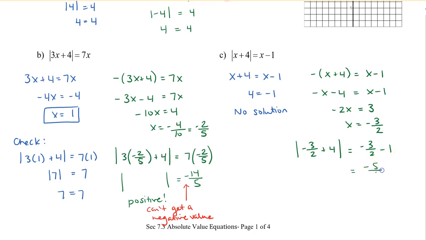We get negative 5/3. I don't actually have to figure that out, but I already know again that this left side is positive, and my right side is negative. So again, we can't get a negative value. So similar to this one that we just did, it has no solution for the second piece. Now this one also had no solution. So the solution for C is actually no solution for the entire equation.